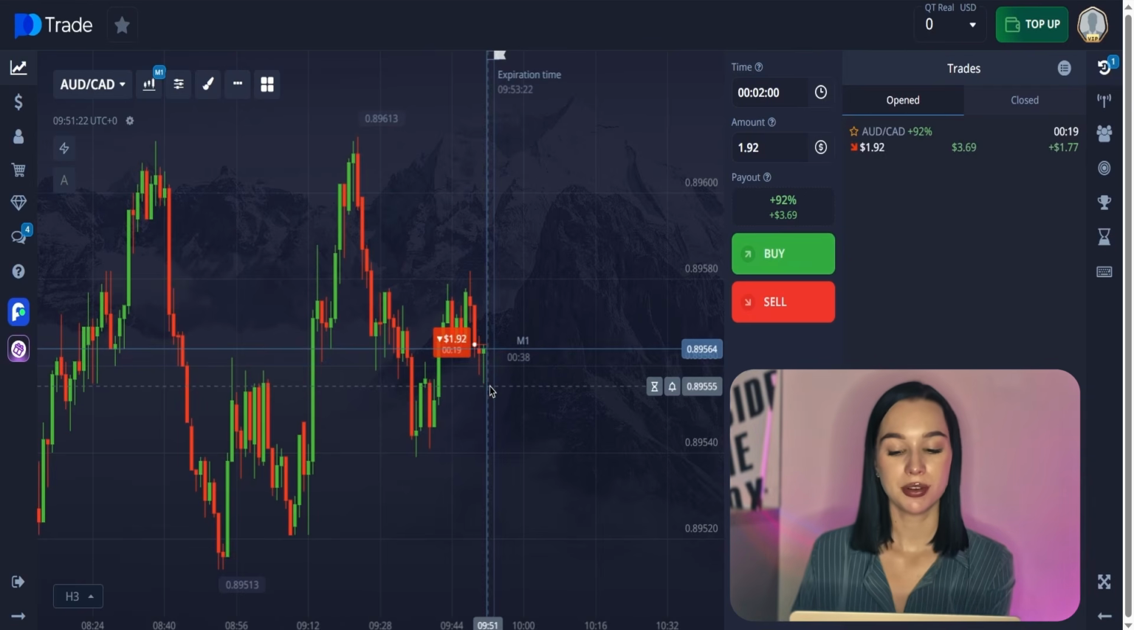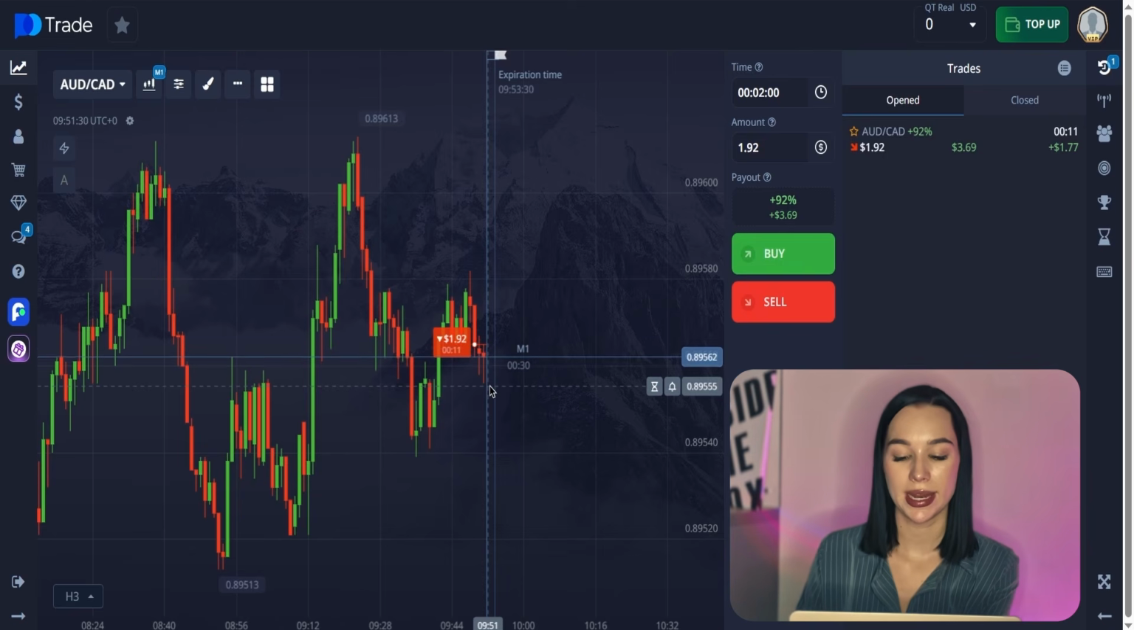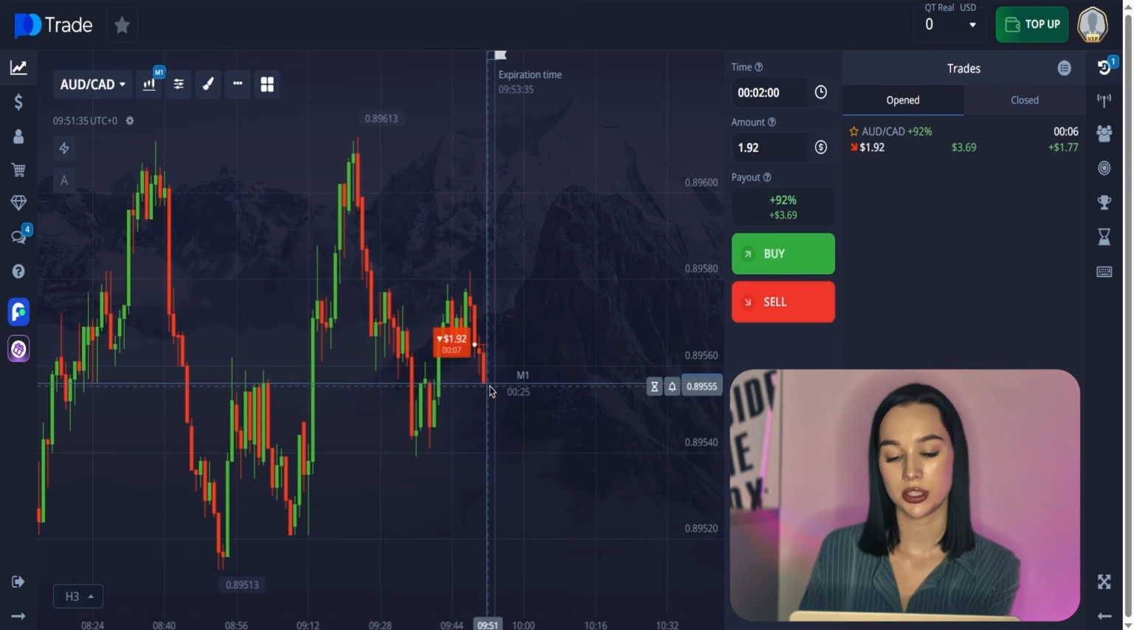But I really recommend you to use it for short trades, time frame of M1 to M5 maximum, because it could change pretty quickly and it's a pretty sensitive indicator as well. It works better on short-term trades.